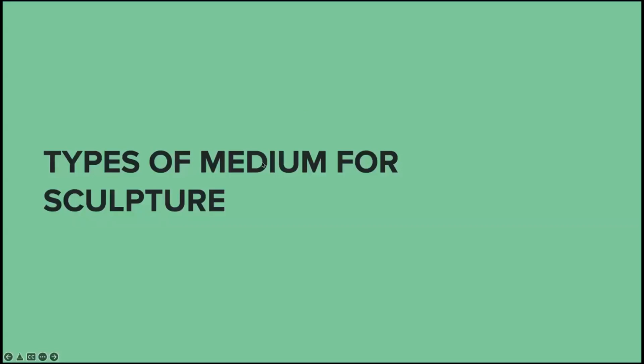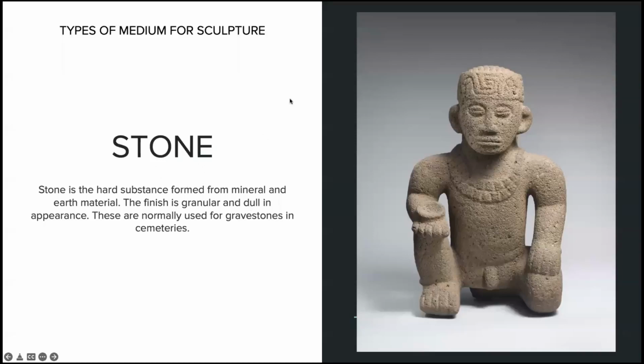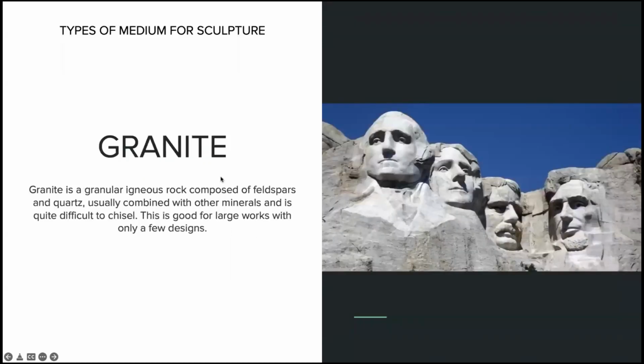So let's go now to the second major topic for today's lesson, which is the types of medium for sculpture. Let's start. So we have the stone. I think we mentioned this a while ago already under the visual arts also. Stone is the hard substance formed from mineral and earth material. The finish is granular and dull in appearance. These are normally used for gravestones in cemeteries. Next is granite. Granite is a granular igneous rock composed of feldspars and quartz, usually combined with other minerals, and it's quite difficult to chisel. This is good for large works with only a few designs.